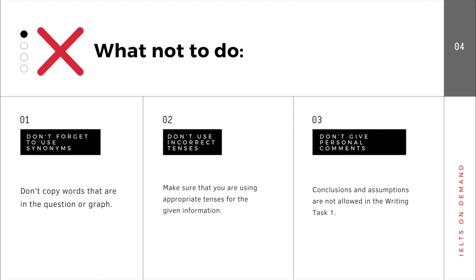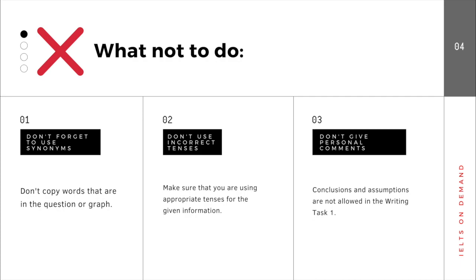So the second part is don't use incorrect tenses. Now, when it comes to graphs, especially those that pertain to a period of several years, remember to always focus on those things. Remember that if it happened in the past, then remember to use the past tense. Then also, if it is still continuing in the present, remember to use the present continuous tense or something like that.